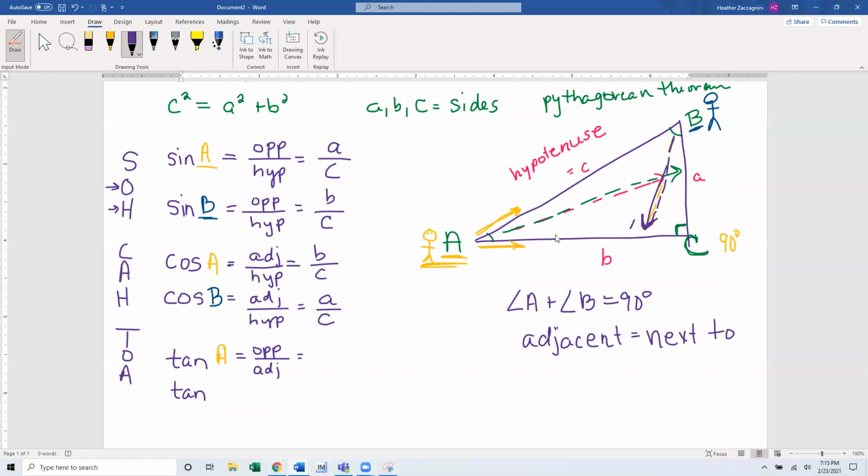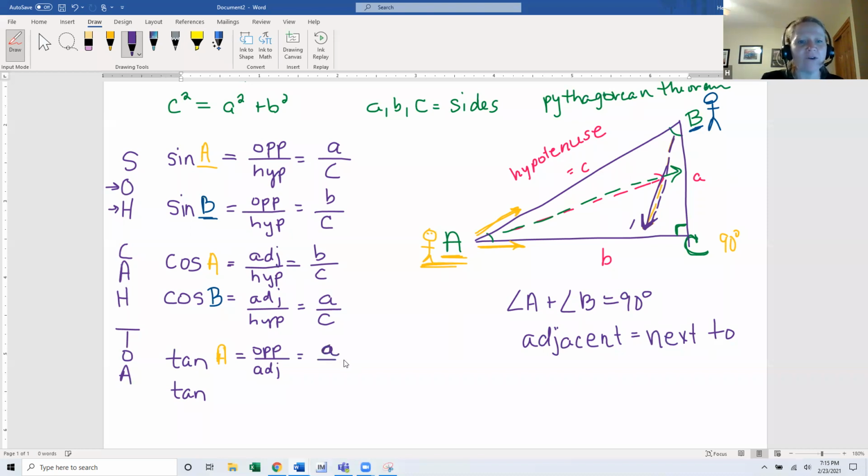It's across from. Yeah, it's little a, right? It's little a. So it's opposite or across from. So little a is my opposite side. So that's a. That's over the adjacent side from the perspective of A.